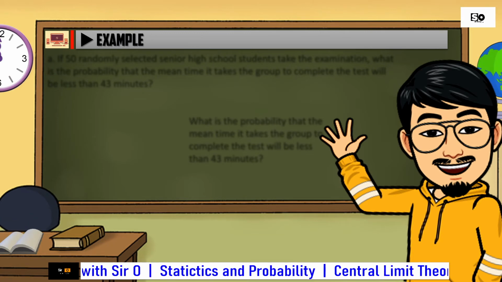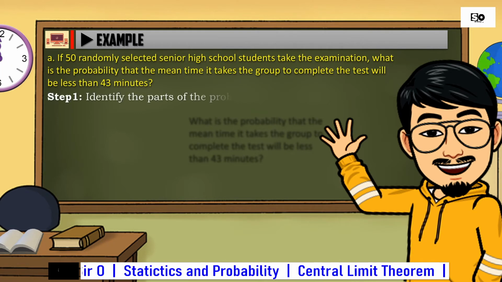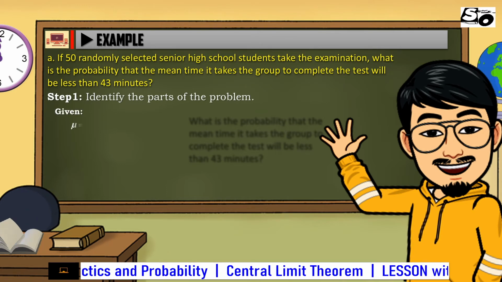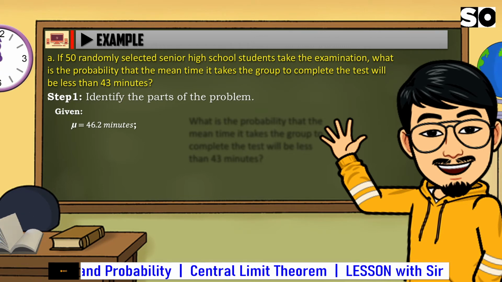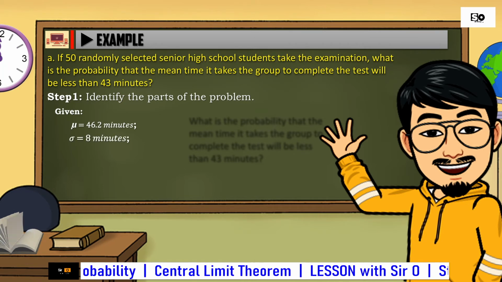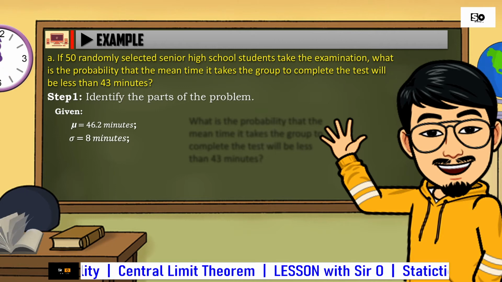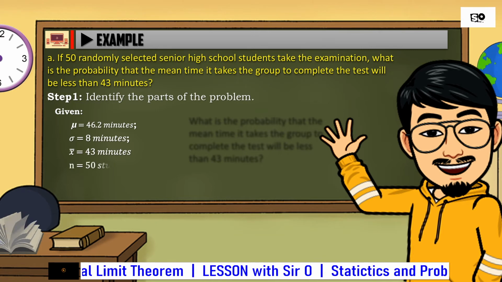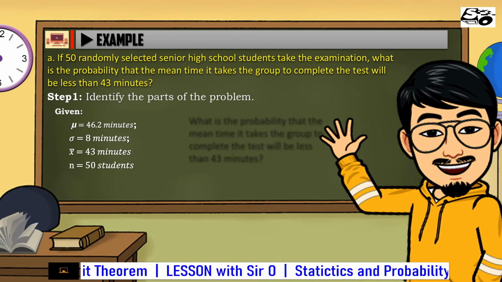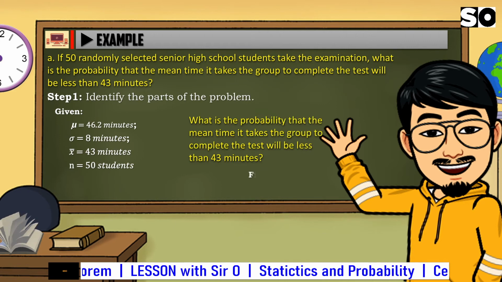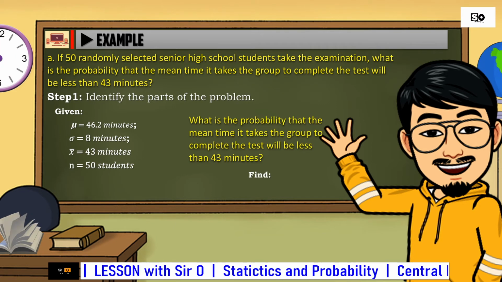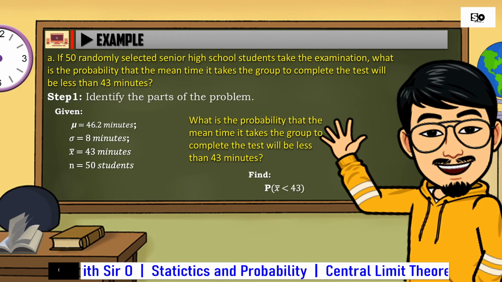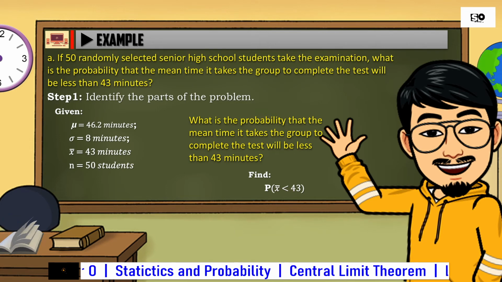Now, let us proceed to the next question. First step is to identify the parts of the problem. Given: population mean is equal to 46.2 minutes. Population standard deviation is equal to 8 minutes. Sample mean is equal to 43 minutes. And the sample size is equal to 50 students. We are looking for the same probability, having less than 43 minutes.